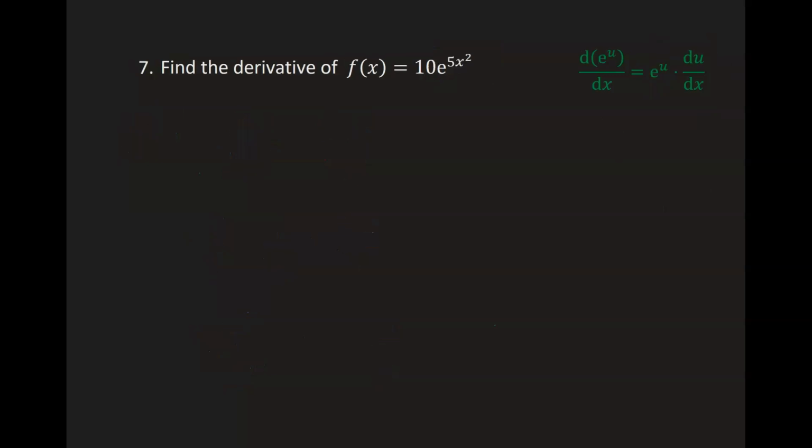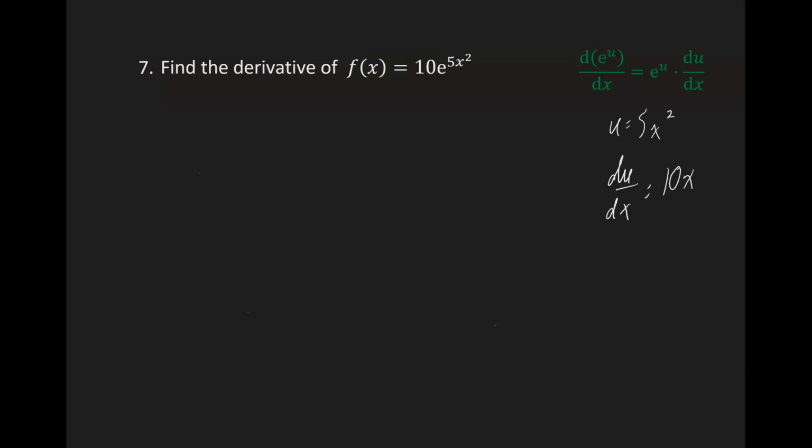Okay, one last one for this video. Now let's see, I've given you the formula up here for the derivative of e to the u with respect to x. Pause the video and give it a try. I will fill in the answer. All right, so it is e to the 5x squared. The u is 5x squared. The du dx is 10x.